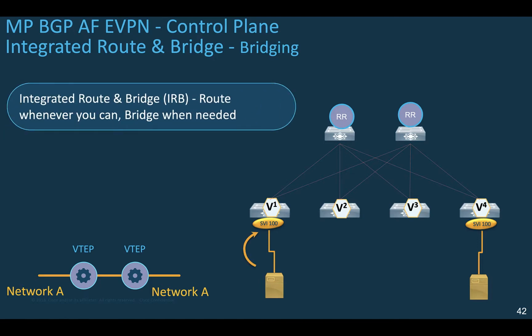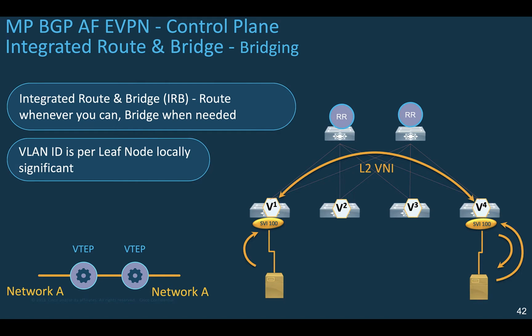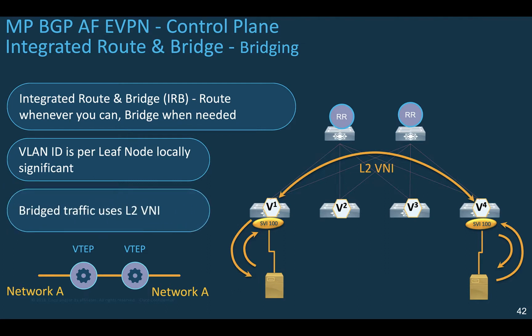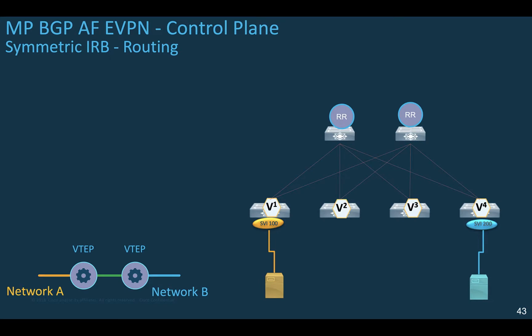IRB also addresses the intra-segment communication, or bridging, when you need to bridge traffic using the layer 2 VNI. The VLAN ID is locally significant. The shared network transport is actually the layer 2 overlay segment extended between the two VTEPs, right? And the return traffic always uses the same layer 2 overlay network, the layer 2 VNI. Nexus switch platforms implement the symmetric IRB for its scalability advantages and simplified layer 2 and layer 3 multi-tenancy support.